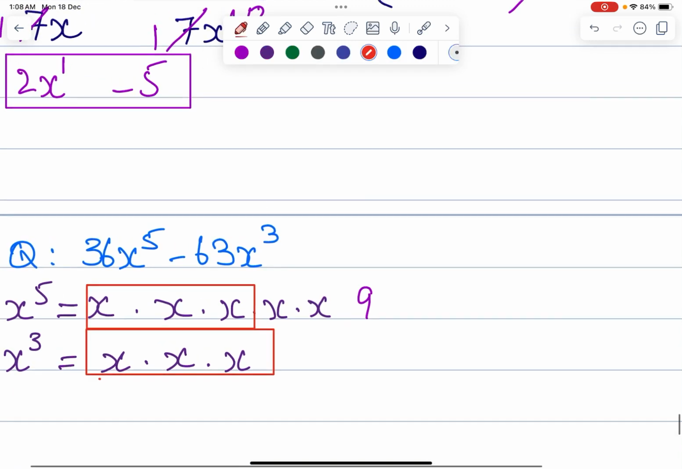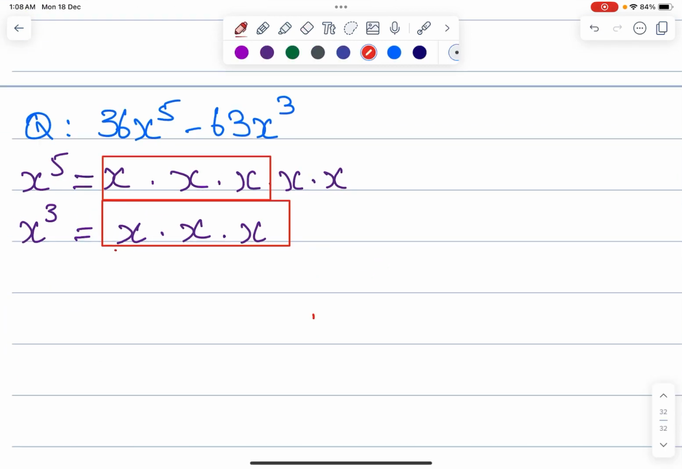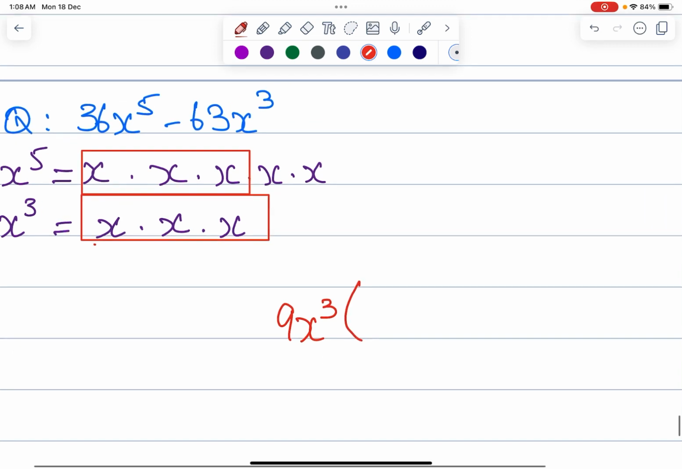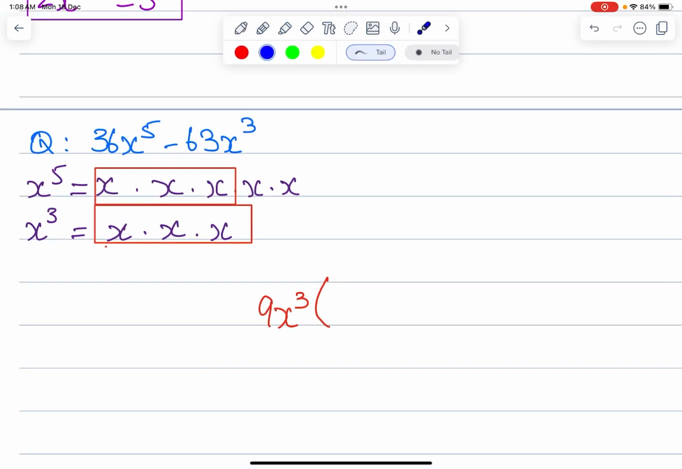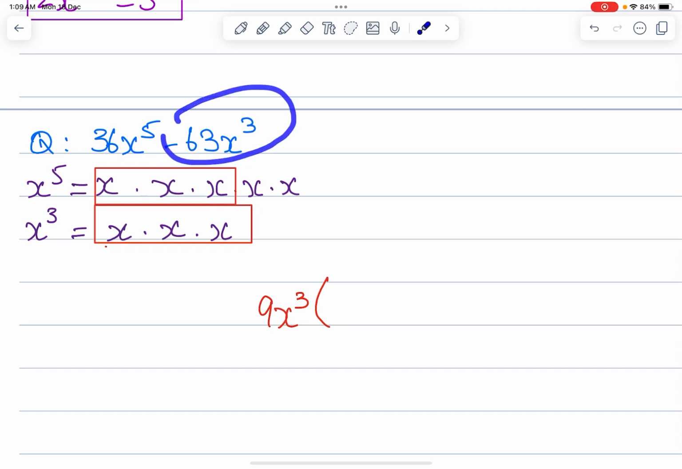So you simply write it with the 9 which you got earlier: 9x to the power 3. So your greatest common factor for this question is going to be 9x to the power 3. Now what are you going to write inside the parenthesis to get back 36x to the power 5 and negative 63x to the power 3?